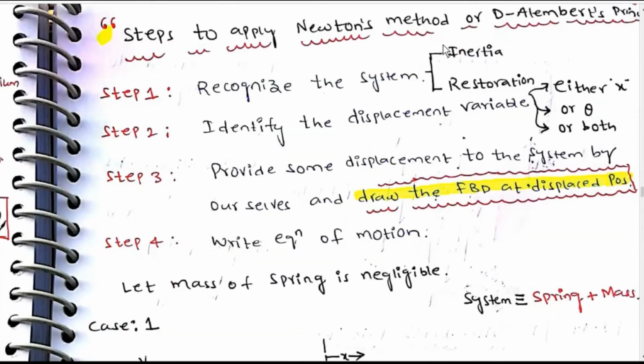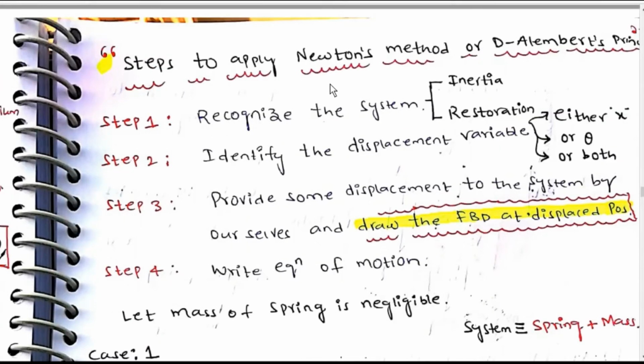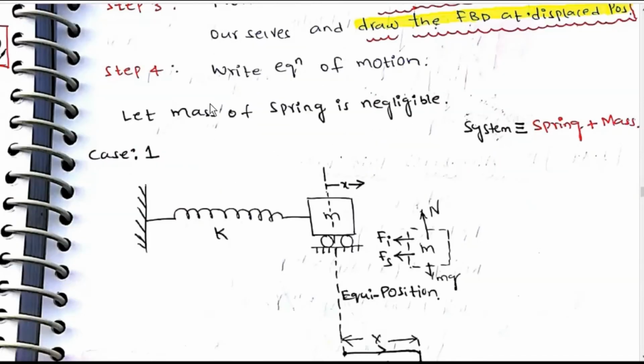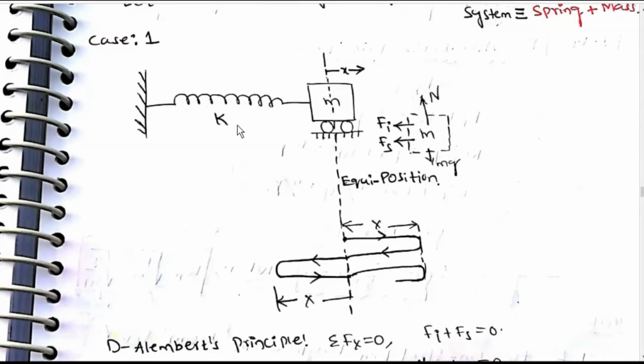Steps to apply Newton's method or D'Alembert's principle. Step 1: Recognize the system, inertia and restoration. Step 2: Identify the displacement variable, either x or theta or both. Step 3: Provide some displacement to the system by ourselves and draw the free body diagram at displaced position. Step 4: Write the equation of motion. Let mass of spring be negligible. System is equal to spring plus mass. Case 1.